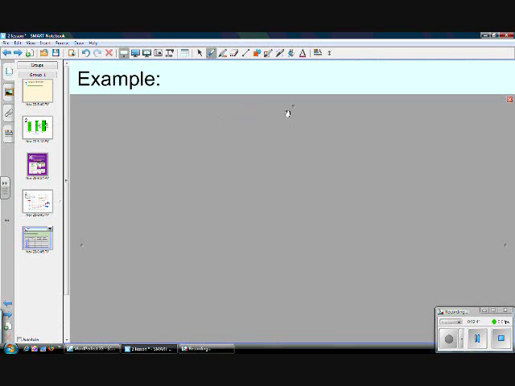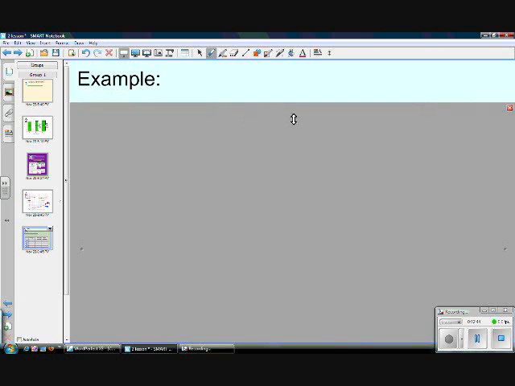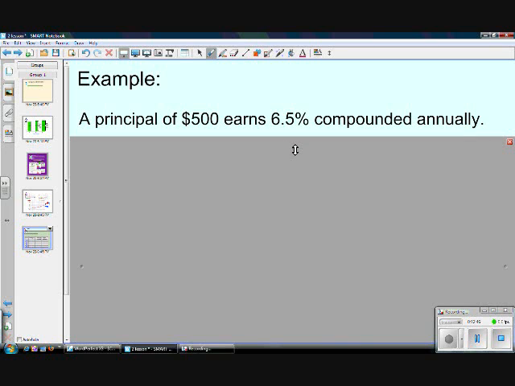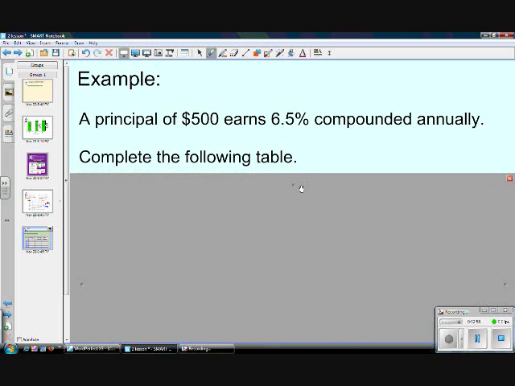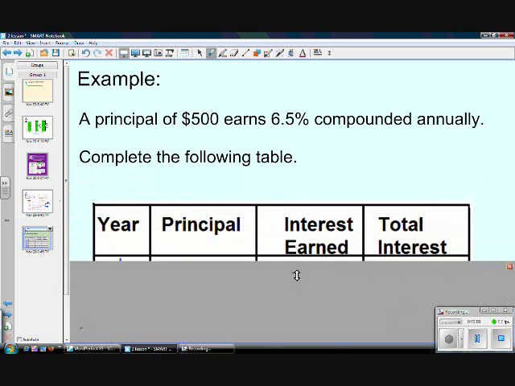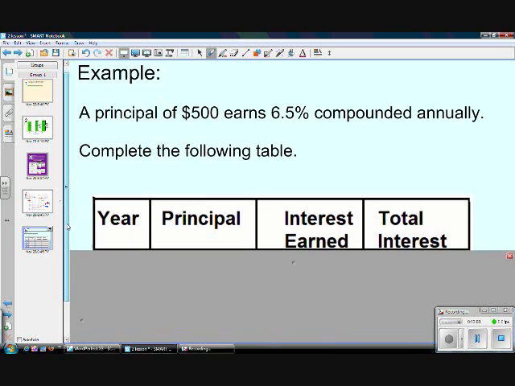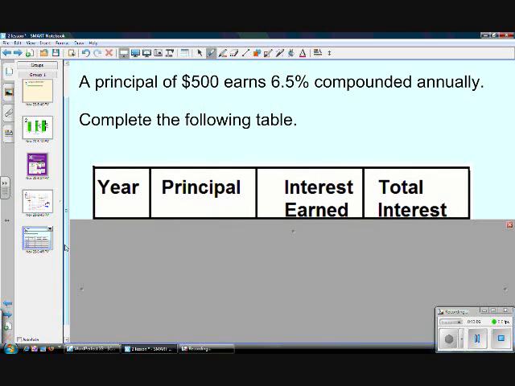Now this is the type of example you're going to be doing today. So I have a principal of $500. It earns 6.5% compounded annually. The question says complete the following table. This is what the table looks like. I have the year, the principal, the interest earned, and total interest. What I need to do first is take this percent and turn it into a decimal. Remember to do that, I divide by 100, or I move the decimal place over.